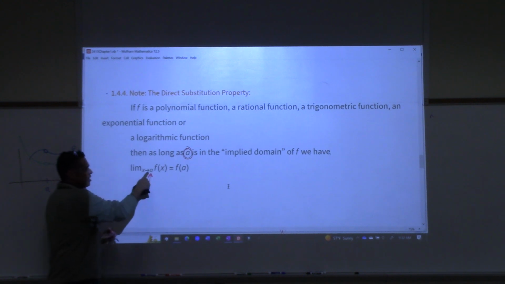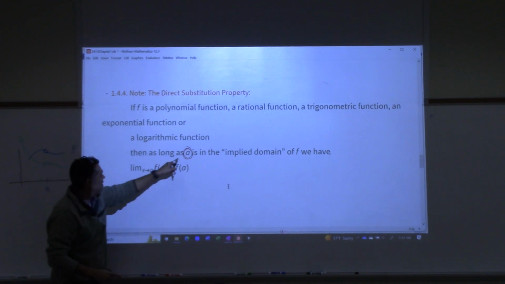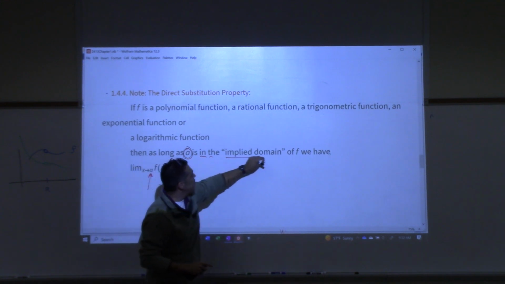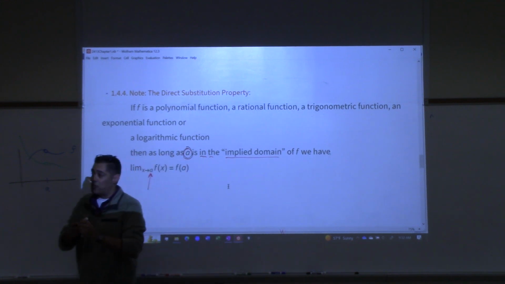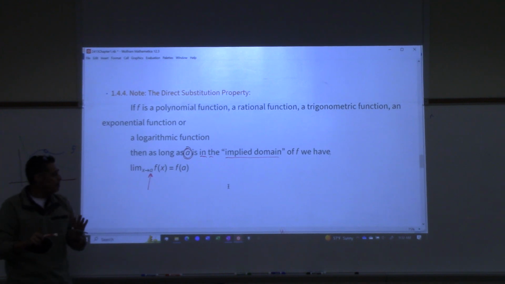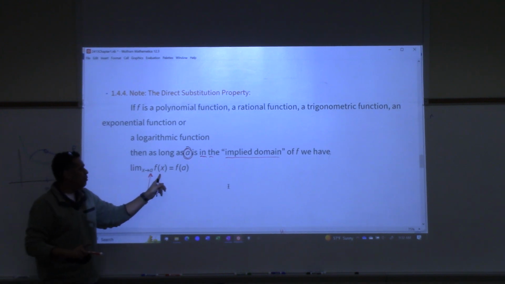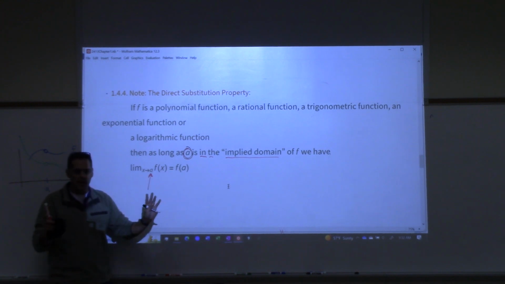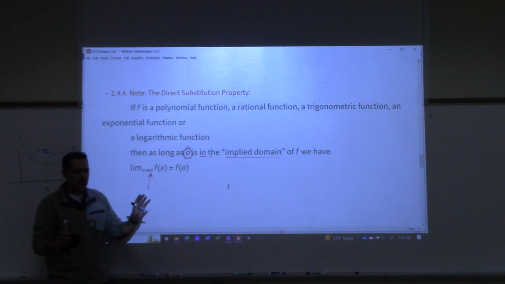that we're approaching, right? x is approaching some number a in a limit. As long as that number a that we're approaching is in the implied domain, as long as that number is actually allowed to be plugged into that function, there's no problem with it, then the limit will always be just what you get when you plug a into the function. Like, there's nothing crazy ever going to happen. You have to see an example, all right? Let me show you an example.